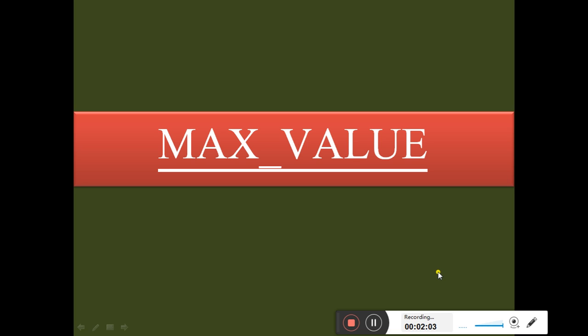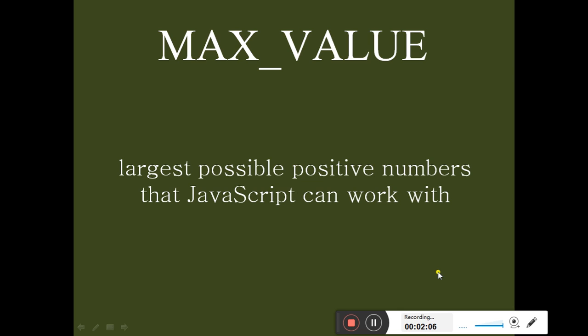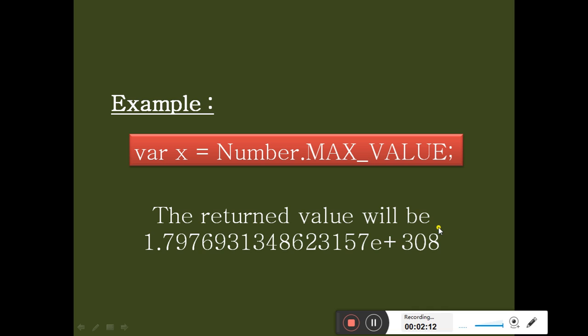Now next one is max value. This will return the largest possible positive number that JavaScript can work with. So here x is equal to Number.MAX_VALUE. This is the property of the number object. It will return the number 1.7976. This is the number which is returned by the max value property, and this is the number with which JavaScript will deal.